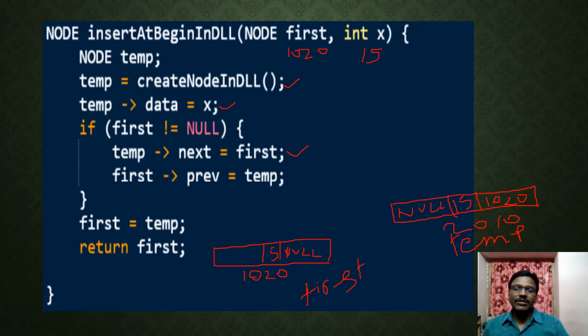Temp is representing 2010. The 2010 is stored in this location. Then first equal to temp. At present this was the temp. Now after statement execution, the temp is the first. Return first. After the return, only the first is represented.